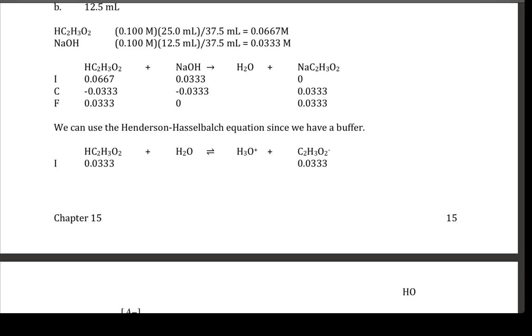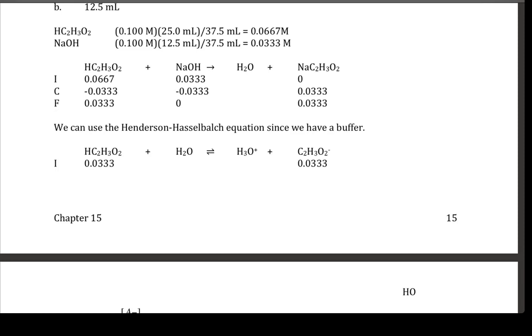Now the reaction goes all the way, so we have no X. We just look to the numbers. The smaller of the two, 0.0333, represents the change. And so it's negative on the reactant side, positive on the product side. We this time keep track of NaC2H3O2 because that's going to affect the pH. That isn't Cl minus, which is just a spectator ion. It affects the pH.